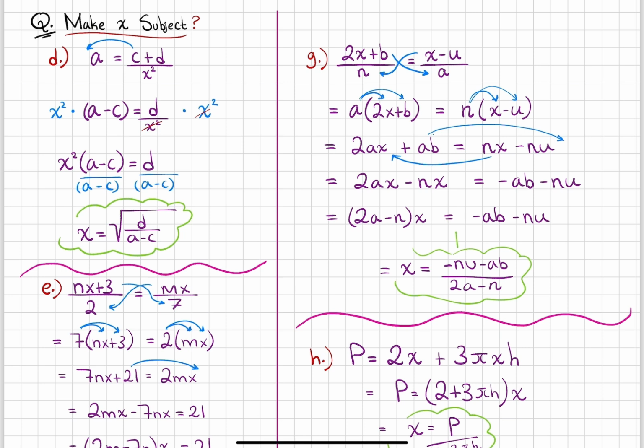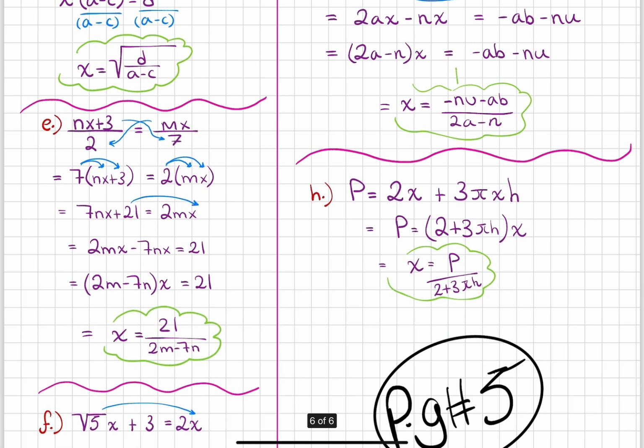Now divide by a minus c on both sides to isolate x squared. That gives you x squared is equal to d over a minus c. To remove the square from the x, take the square root of both sides. The root and square cancel each other out. So x is equal to the root of d over a minus c.